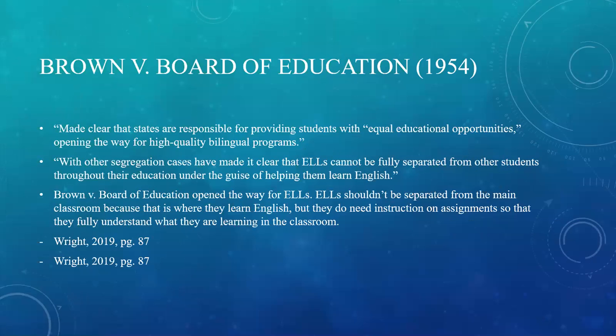The first case that went down was Brown versus Board of Education in 1954, which made clear that states are responsible for providing students with equal educational opportunities, opening the way for high-quality bilingual programs. And with other segregation cases, it has been made clear that ELLs cannot be fully separated from other students throughout their education under the guise of helping them learn English.